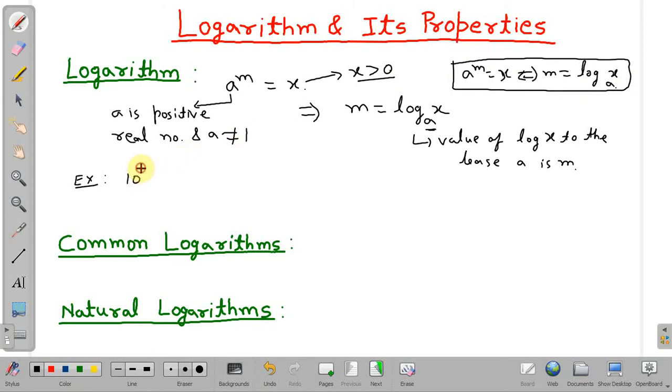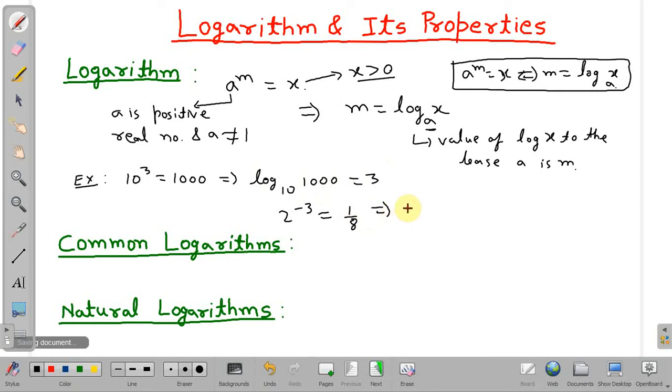So coming to one example, 10 to the power 3 equals 1000. We know this. If we express this in terms of log, here a is 10, so the base is 10 and x is 1000. Log x to the base a equals m, m is equal to 3. Similarly, if we consider 2 to the power minus 3, which is 1 by 8, then in terms of log, minus 3 is your m, so minus 3 equals log of 1 by 8 with base 2. Here a is 2. In this way we express in terms of log.